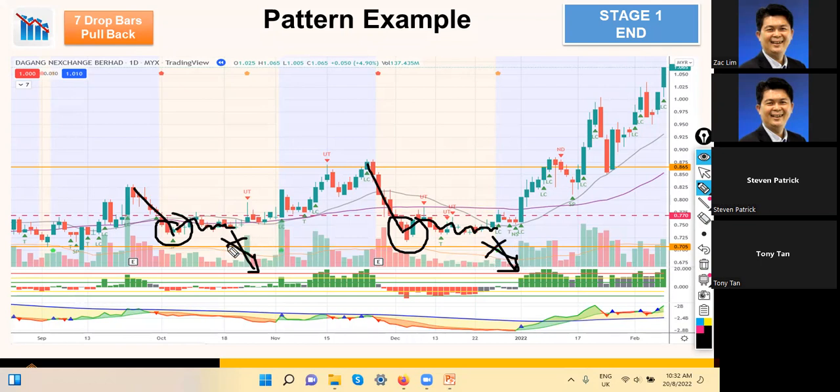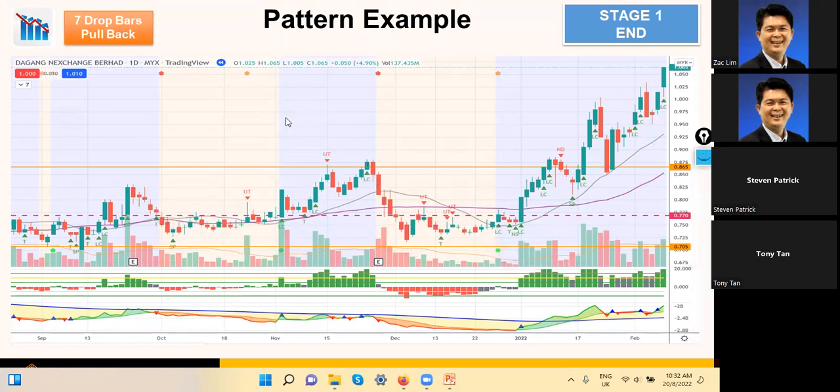Okay, so like as Hata certainly dropped that one. No question asked, you cut first. Okay, then you cut first and wait to see the high volume coming in. Then you buy back. Okay, so this is the sample of a 7 drop bar.